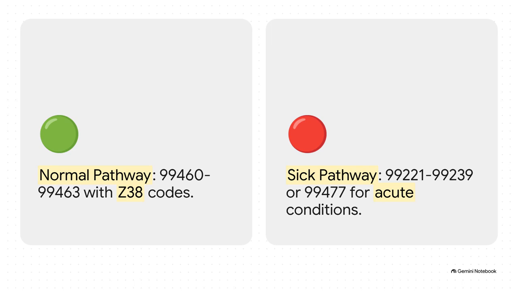But if that infant develops an acute complication, maybe it's respiratory distress, hypoglycemia, or neonatal jaundice that requires phototherapy, you have to abandon the normal newborn pathway. You transition right over to the sick newborn pathway. Because acute complications are now driving the medical decision-making, this means using standard inpatient E&M codes like 99221 through 99239, or stepping up to initial intensive care, like CPT 99477, paired with the specific ICD-10 codes for those acute conditions.